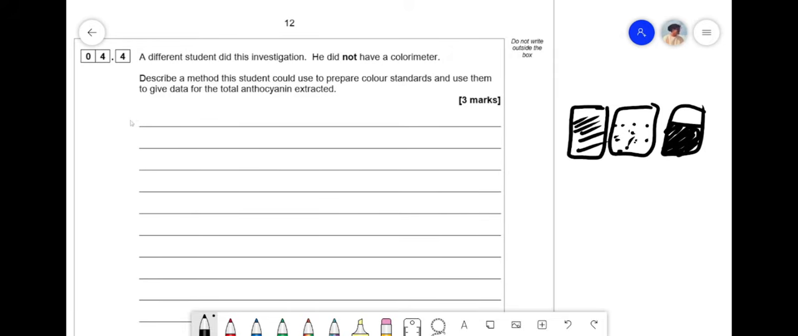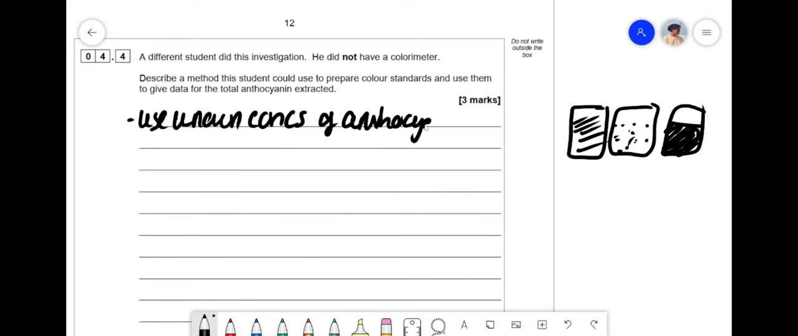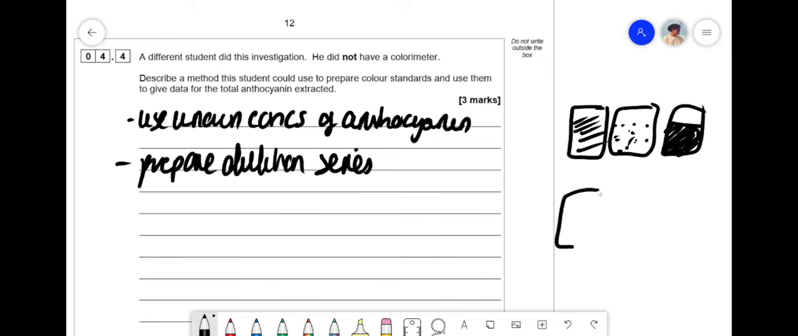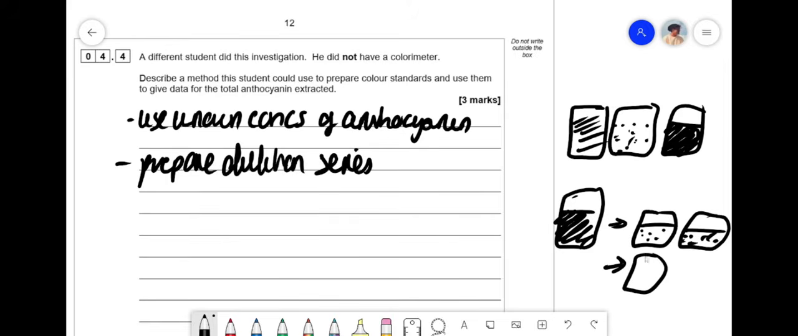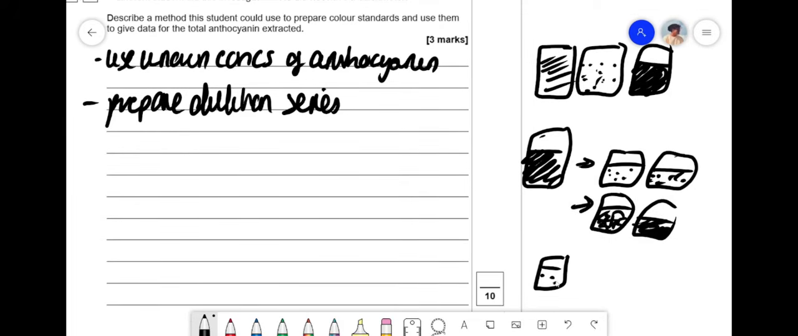So what we can do is use known concentrations of anthocyanin and then prepare a dilution series. Let me write this down and I'll explain. The reason we'll do that is because if I have this really concentrated stuff here, and then I dilute it into this, and then this, and then this, and then this, imagining that they're getting darker as we go along, obviously. If I have a test sample and I want to compare it and I see it's this, and this is unknown, then I can say that this concentration matches this one that I know of.